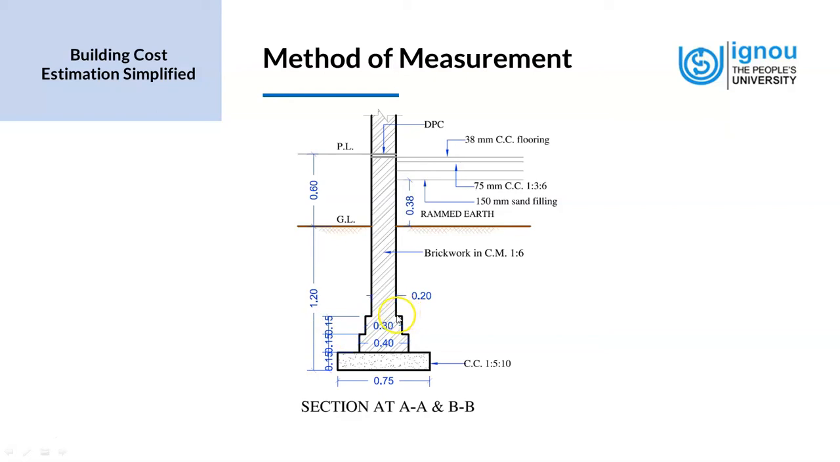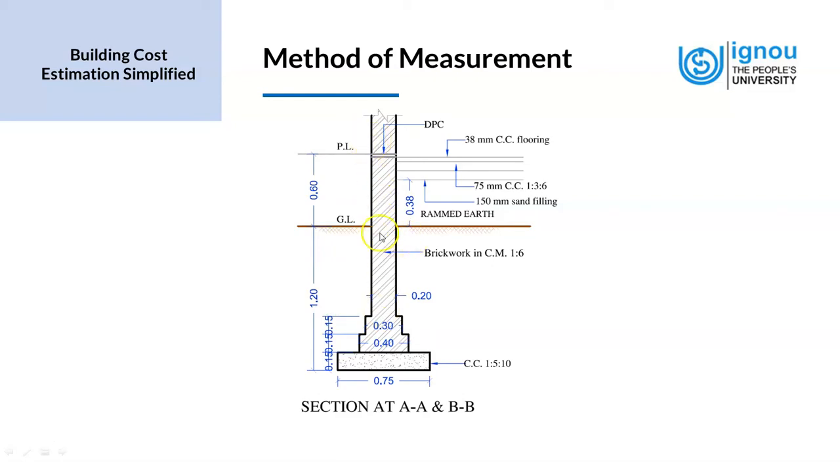Now, the next important dimension for us is the width of the brickwork. It's 0.2 meters, which we have discussed in the previous slides also. Another specification given here is that the brickwork is in cement mortar 1:6. This width of 0.2 meters, or 20 centimeters, is maintained up to the roof slab.